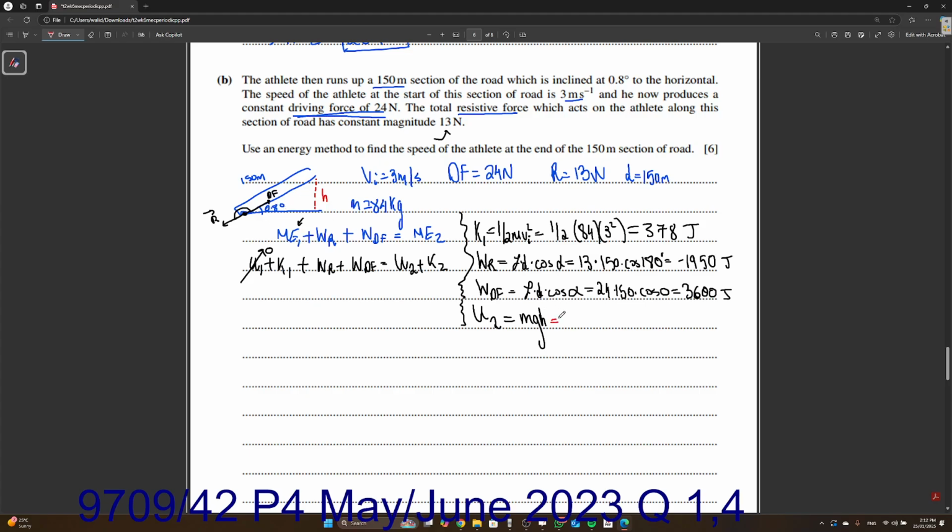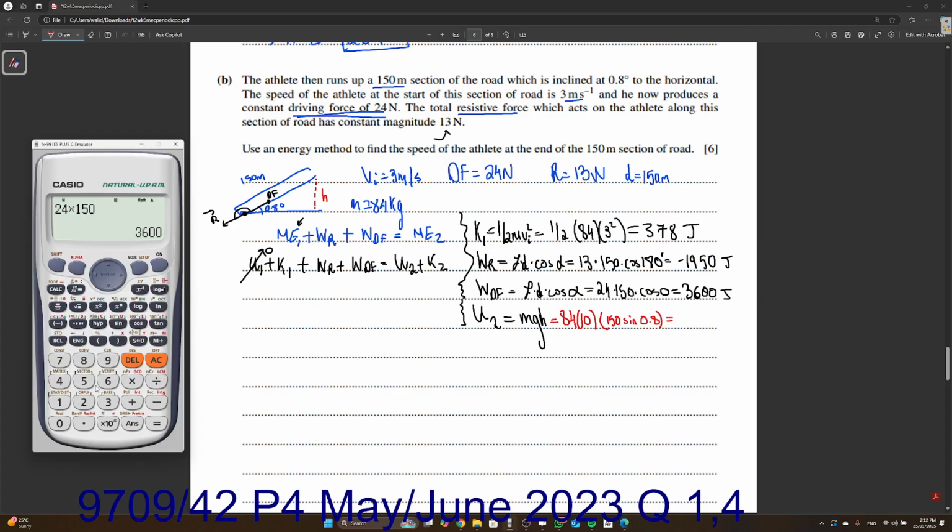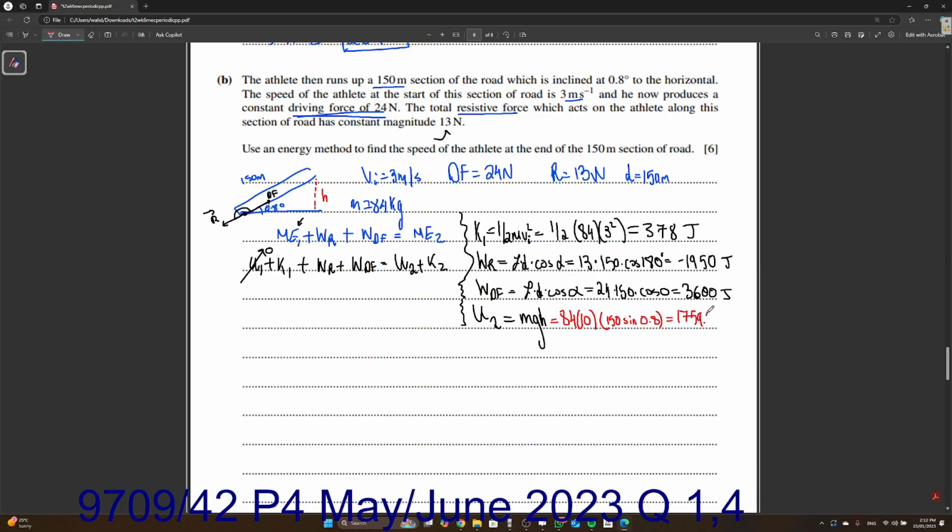So it's equal to the mass, 84, times g, which is 10, times h, which, when you have an inclined plane, is the length of the slope times sine of the angle. So 150 sine 0.8, which is 840 times 150 sine 0.8. It's 1759.234 joules, right? Yeah, okay.